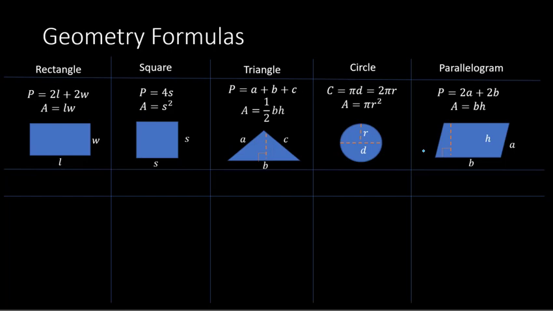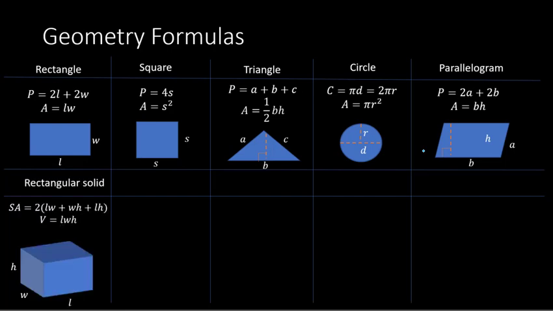And then we have 3-dimensional shapes. So we have prisms and we have cones. Here we have a rectangular prism or rectangular solid. The surface area formula might be a little different than the way you learned it, but it still gives you the same result. Here we have 2 times length times width plus width times height plus the length times height. And volume we find by doing the area of the base times the height. So area of the base would be length times width, and the height would be h.